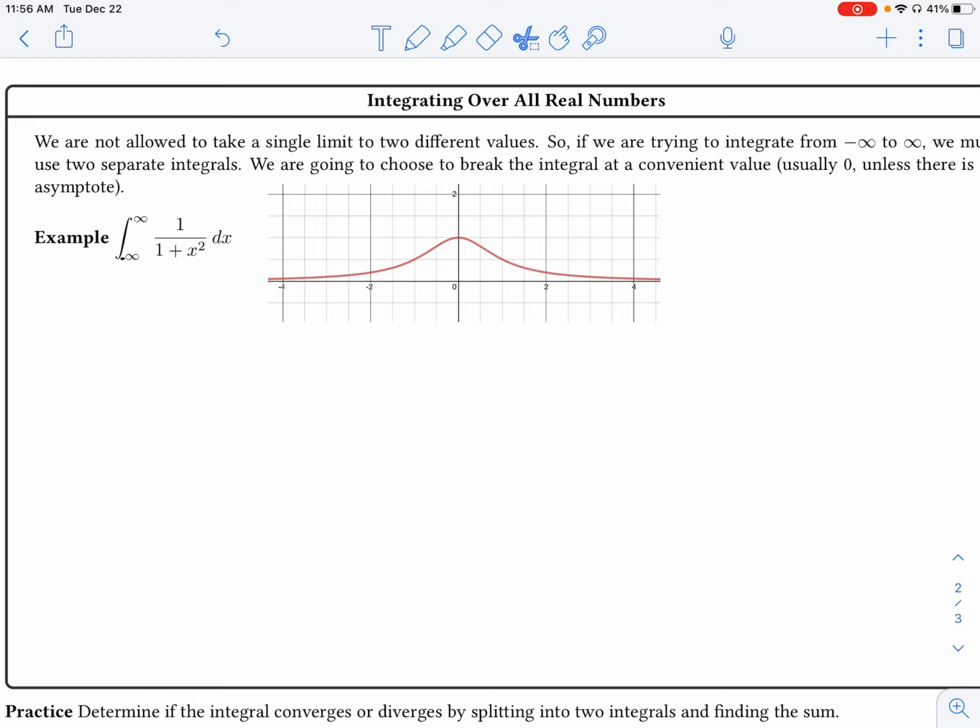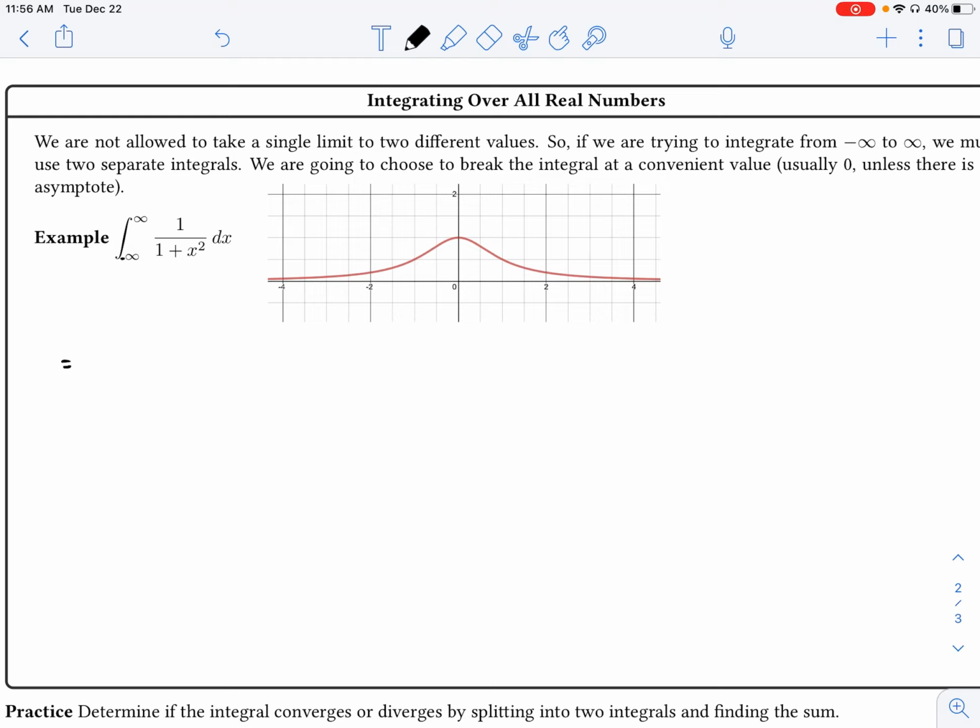And that split occurs at a convenient value or a place where it's pretty easy to split it up. It's typically 0, but if there is a vertical asymptote somewhere within the bounds of our integration, then we would use that value where the vertical asymptote occurs. So looking at something like this, we're trying to find the area underneath this curve from negative infinity all the way to positive infinity. We're going to go ahead and split this up as the following.